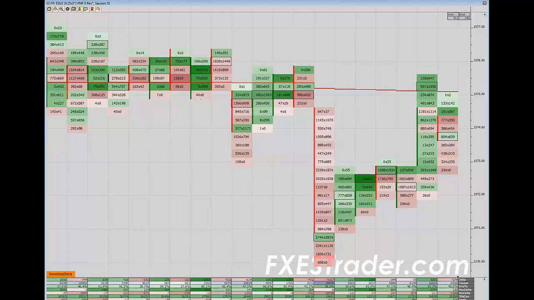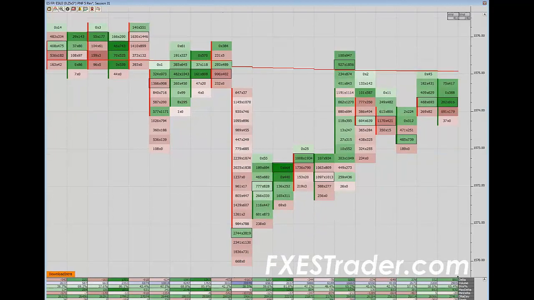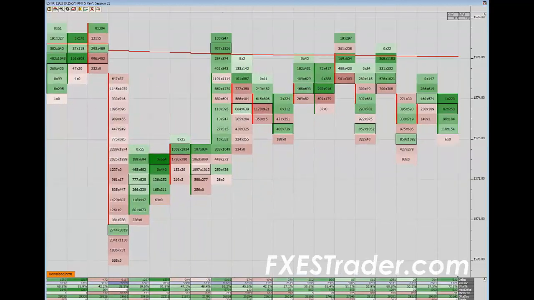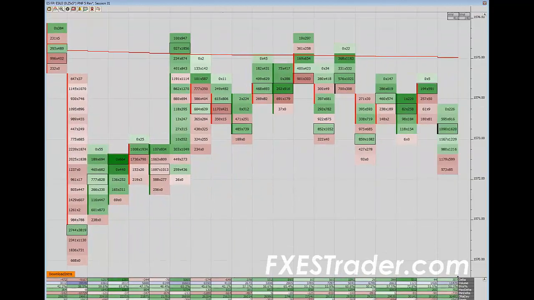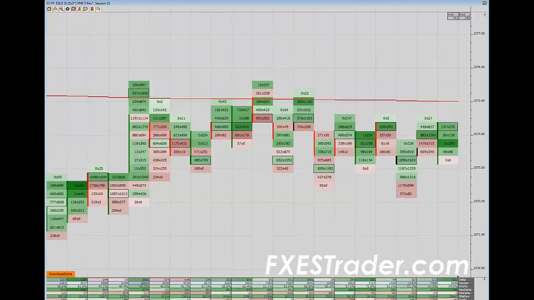But as I continue to move the footprint forward, watch what happens. Here we are back up again, testing the 1576 level. Nothing as far as size going off on either the offer or the bid. And really just a lot of chop. The first really good trade was your first short of the day.